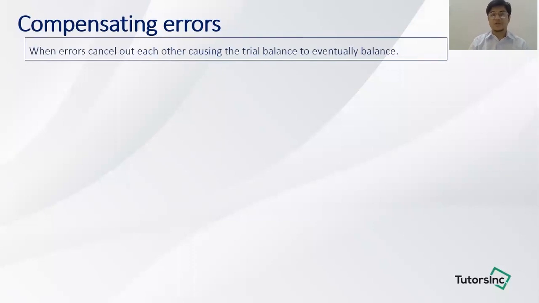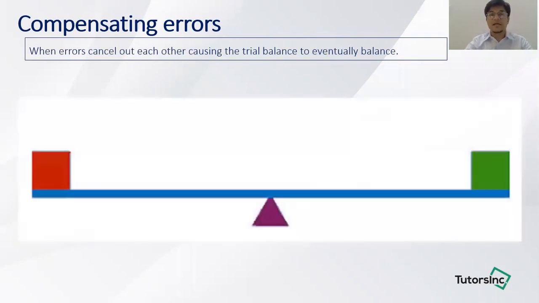The next error that we are going to talk about is called compensating errors. When errors cancel out each other, causing the trial balance to eventually balance, these errors are referred to as compensating errors. For example, let's say you have made a wrong entry of $100 on the debit side of an account, and a few days later you make the same mistake but on the credit side of an account by the same amount, which is $100. Now these two errors are going to offset each other, and the trial balance will eventually match despite the errors that you have made, since we have made two errors, one on the debit side and one on the credit side.